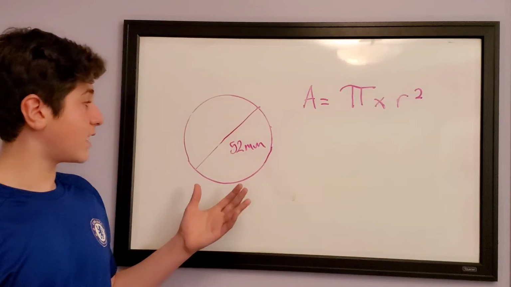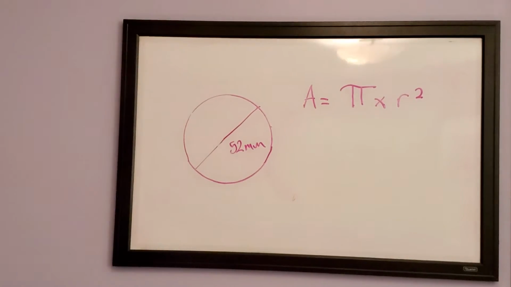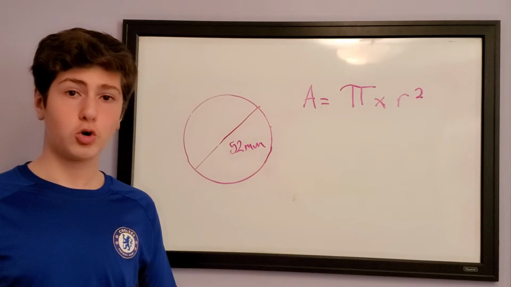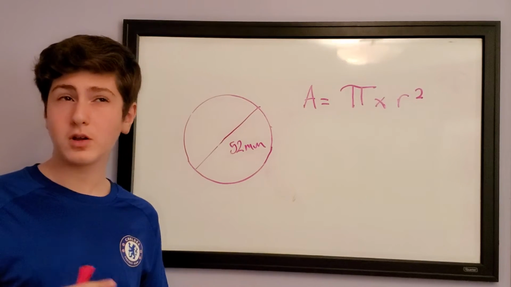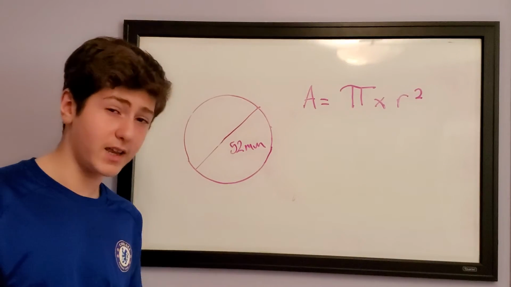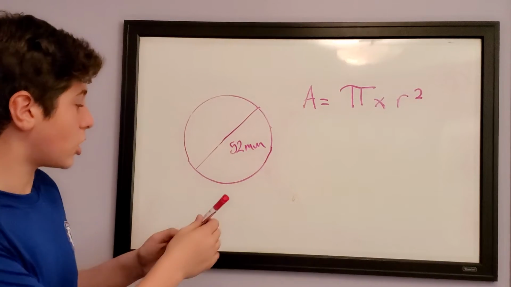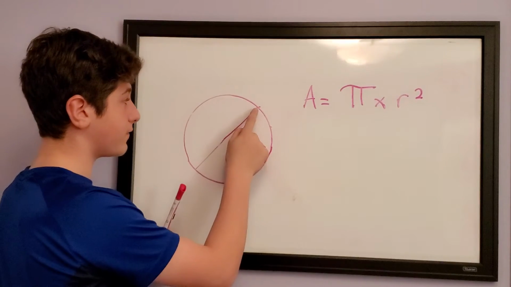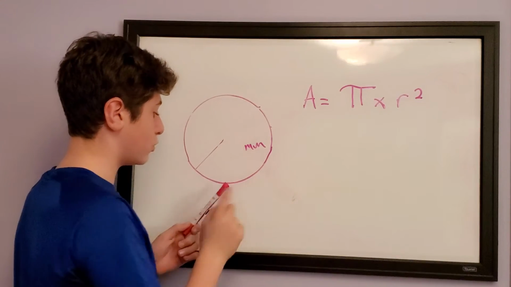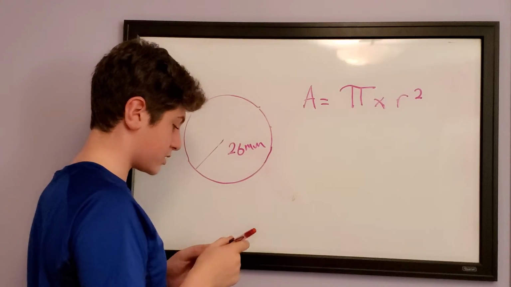So let's take this circle as an example. We have 52 millimeters as the diameter. So if the diameter is times 2 of the radius, then the radius is the diameter divided by 2. So if we want to get the radius, all we have to do is divide 52 millimeters by 2, which gives us 26 millimeters as the radius.